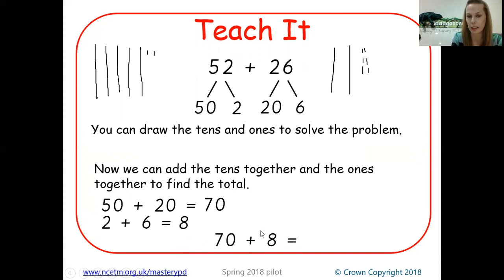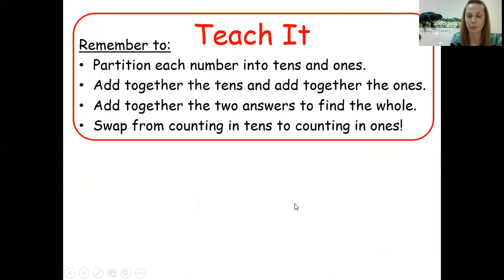So I've got 70 add 8, which, you know, the 8 just goes on top of the 0. So that will give you 78. Well done. Okay, so remember, partition each number into 10s and 1s. Add together the 10s and add together the 1s. And then you need to add together the 2 answers to find the whole answer. Remember, this is important. Swap from counting in 10s to counting in 1s.